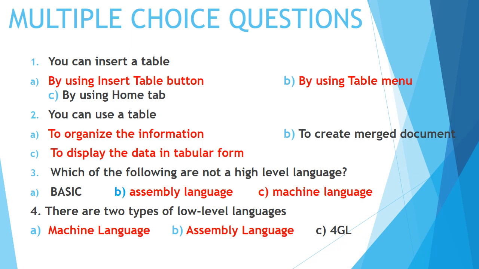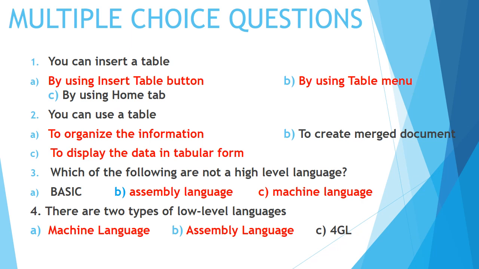Otherwise, whatever the weightage of that question, you will score just half of that weightage if you choose only one option. So in a multiple choice question, you have to choose all the correct answers.